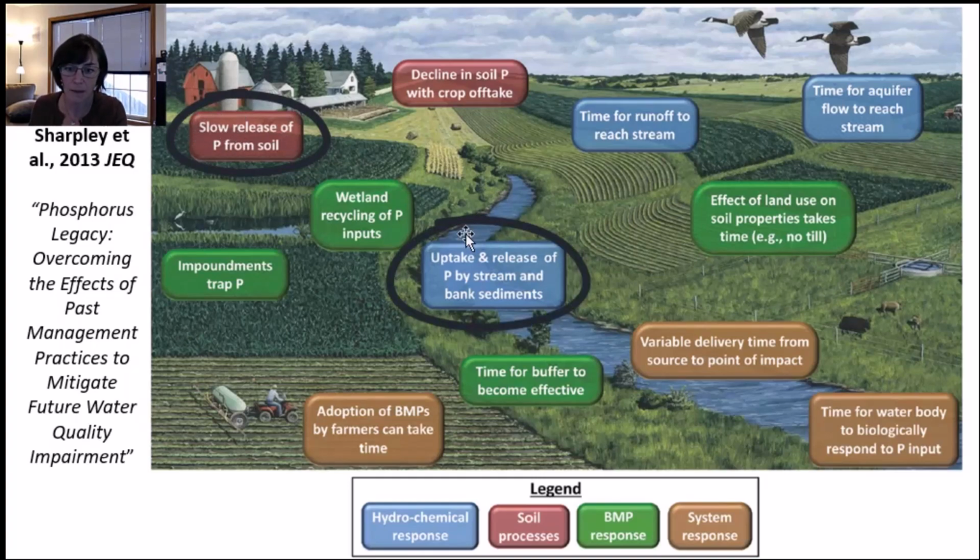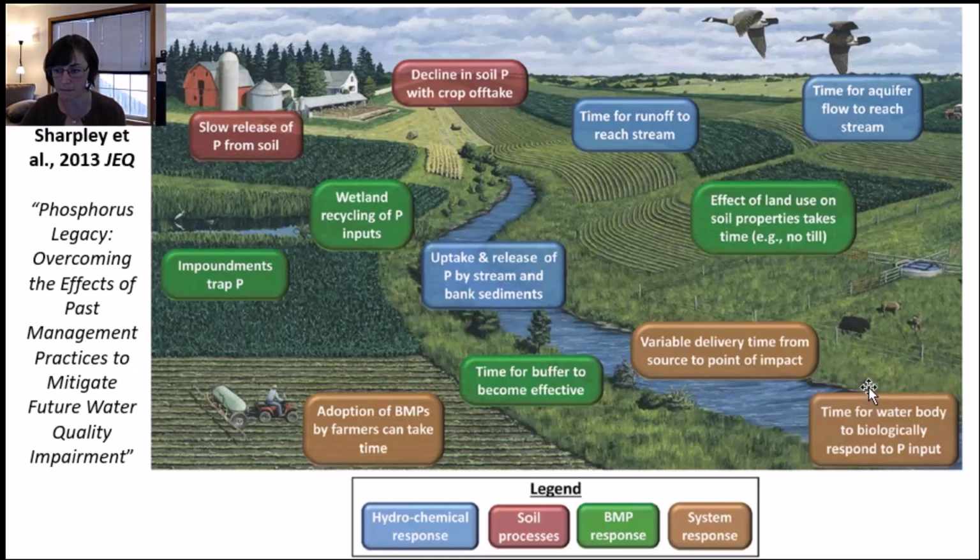And then we have uptake and release of phosphorus by streams and banks and sediments. And then at the end, there's time for a water body to biologically respond to an increased P input or also to a decreased P input. So there's time required for the water body itself to respond to any changes in water quality. I also like this illustration because it shows some of the social side to conservation practice adoption.